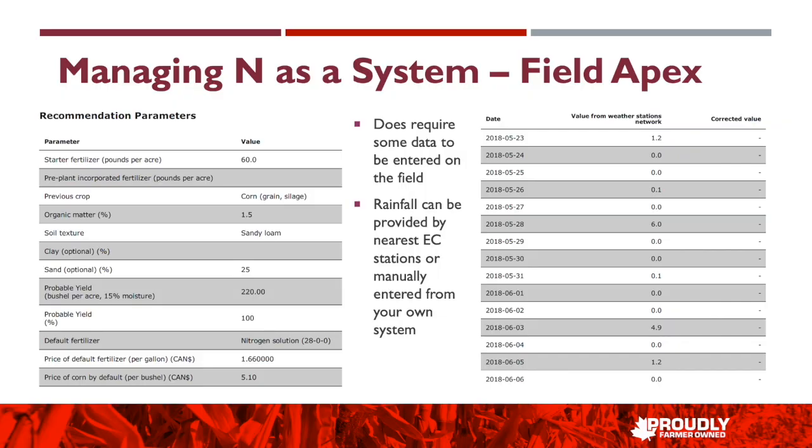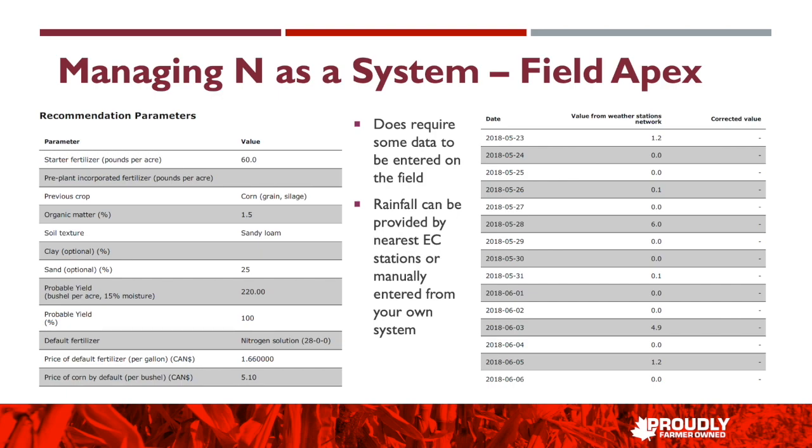So some of the screens here for filling in things are going to ask you for things like starter fertilizer rate or pre-plant rate of nitrogen, because it is expecting a split application program. The organic matter needs to be known, soil texture, as well as percent sand, anticipated yield and expectation of achieving that yield at side dress time, and the price of corn.